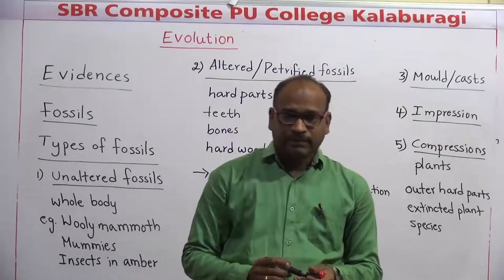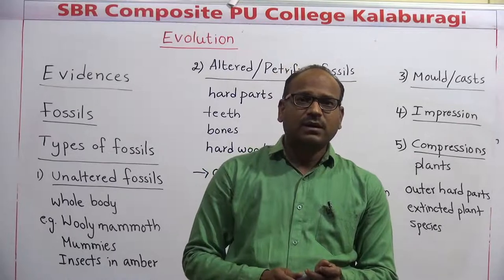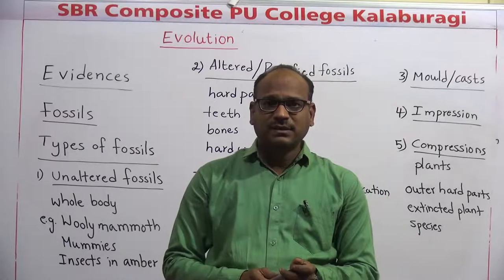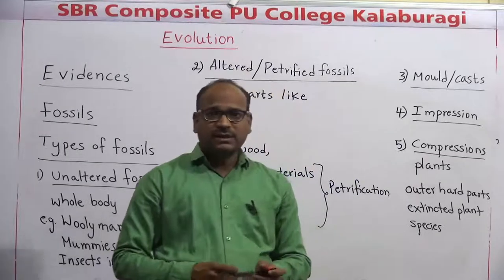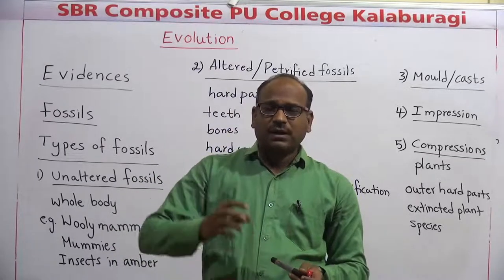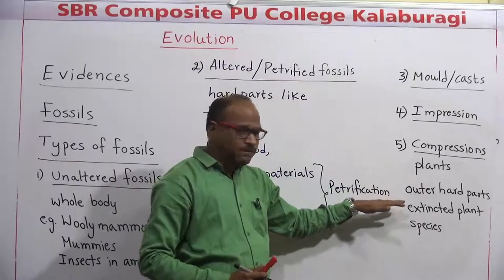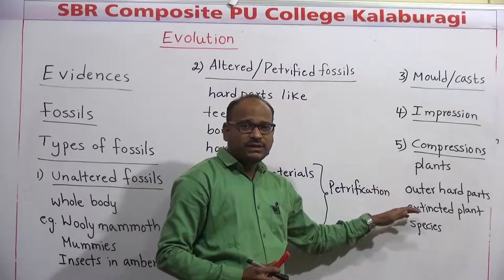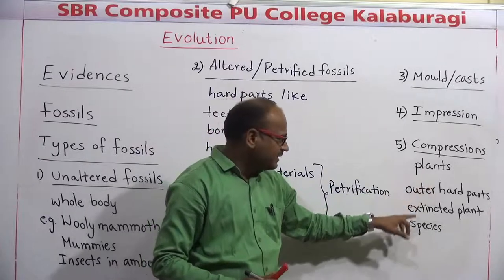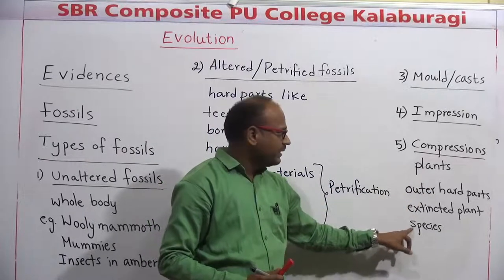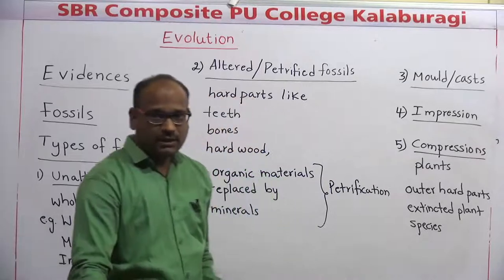If you take the bark of plants, we can observe different kinds of substances like resins, gums, tannins, lignin. Such materials are resistant to decomposition. So in the case of a few plants, the outer hard parts are not easily decomposed. Such outer hard parts of extinct plant species, if available now, are said to be compressions. Next, other evidences.